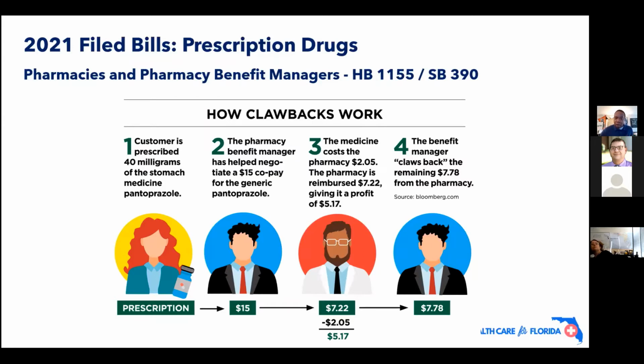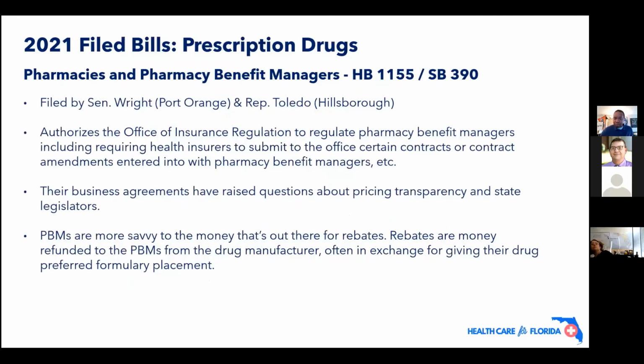And as this system has taken shape, we see more and more that there's not a whole lot of transparency in some of the contracts that are set up and what that means for what consumers are ultimately paying for prescription drugs. House Bill 1155 and Senate Bill 390 try to rein in and regulate PBMs, who sit at the middle of this pricing process. The bills look to increase transparency on the agreements being made by requiring PBMs to submit certain contracts and contract amendments to the state. So just trying to bring a little more light to the agreement structures that are set up.